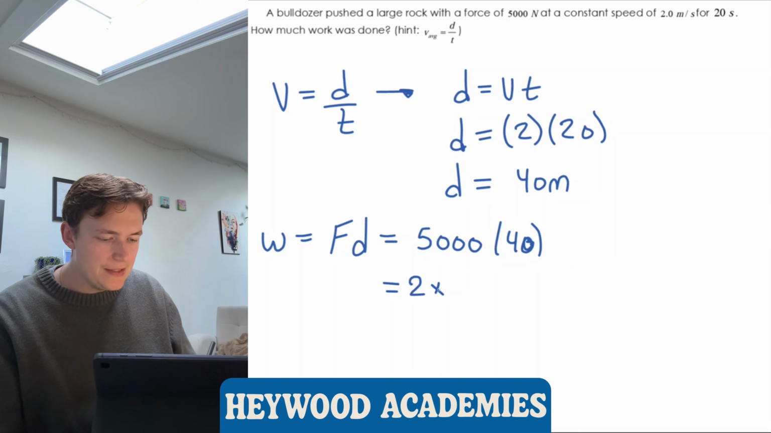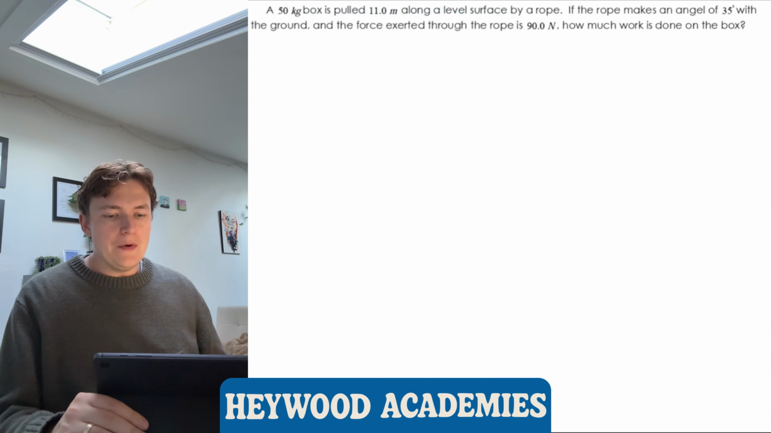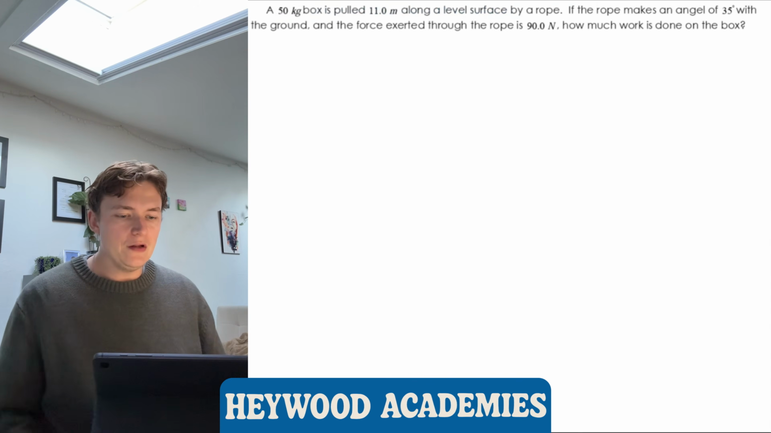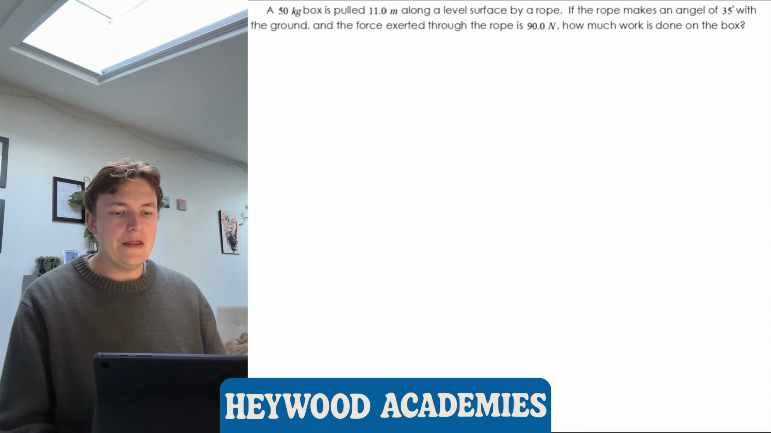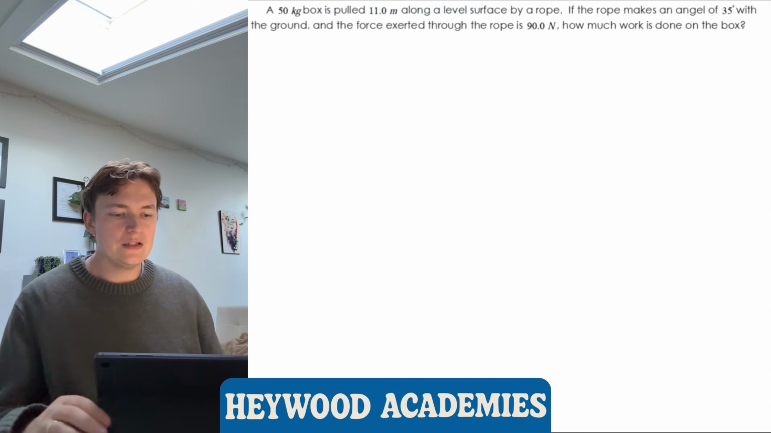Okay, so we put that in scientific notation. That'll be 2 times 10 to the 5 joules. A 50 kilogram box is pulled 11 meters along a level surface by a rope. If the rope makes an angle of 35 degrees with the ground and the force exerted through the rope is 90 newtons, how much work is done on the box?